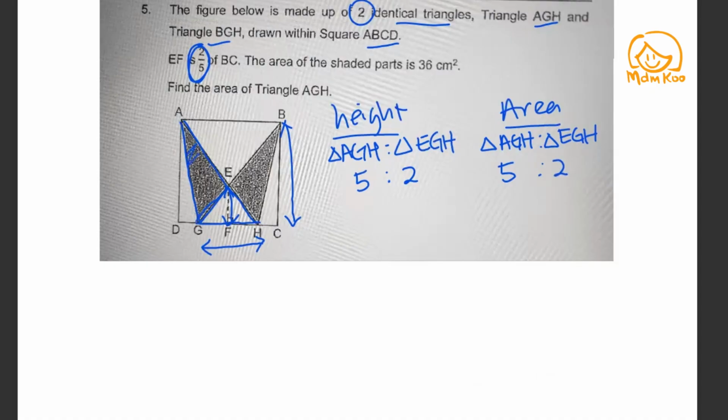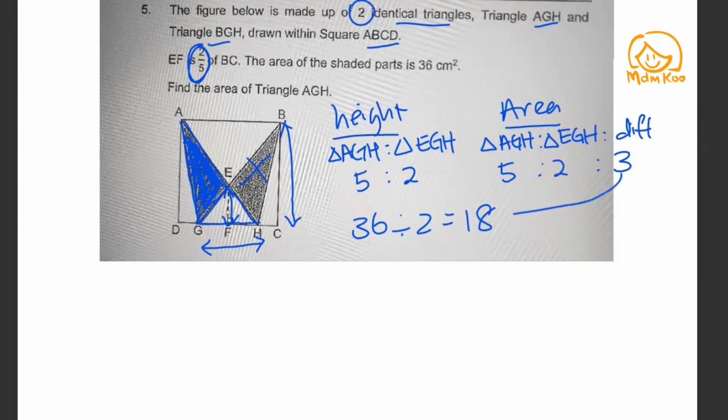But what about this shaded part? This is another value we know. So this shaded part is the difference between triangle AGH and triangle EGH. And this difference is 3 units. Since 36 square centimeter refers to both of them, but I don't need to use this part now. Because these are two identical triangles, the overlapping part will also have the same area. So the parts that are not overlapping are also identical in area. So if I just want to find this area on one side, I'll just have to take 36 divided by 2, which gives 18.